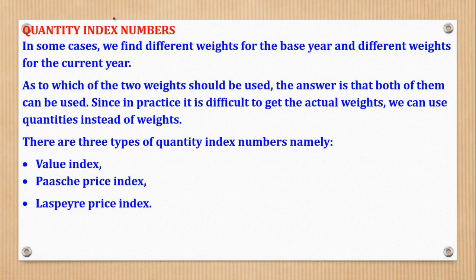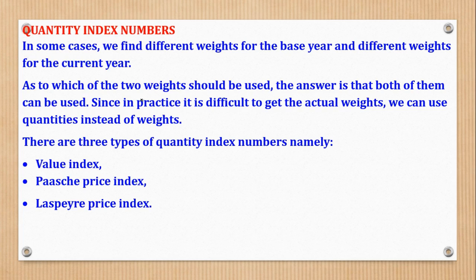So now we shall go to what we call quantity index numbers. In some cases we find different weights for the base year and different weights for the current year. In unweighted index numbers, the same weights were working for both the base year and the current year. But the question is, what if the weights are different? That is where these quantity index numbers come in.